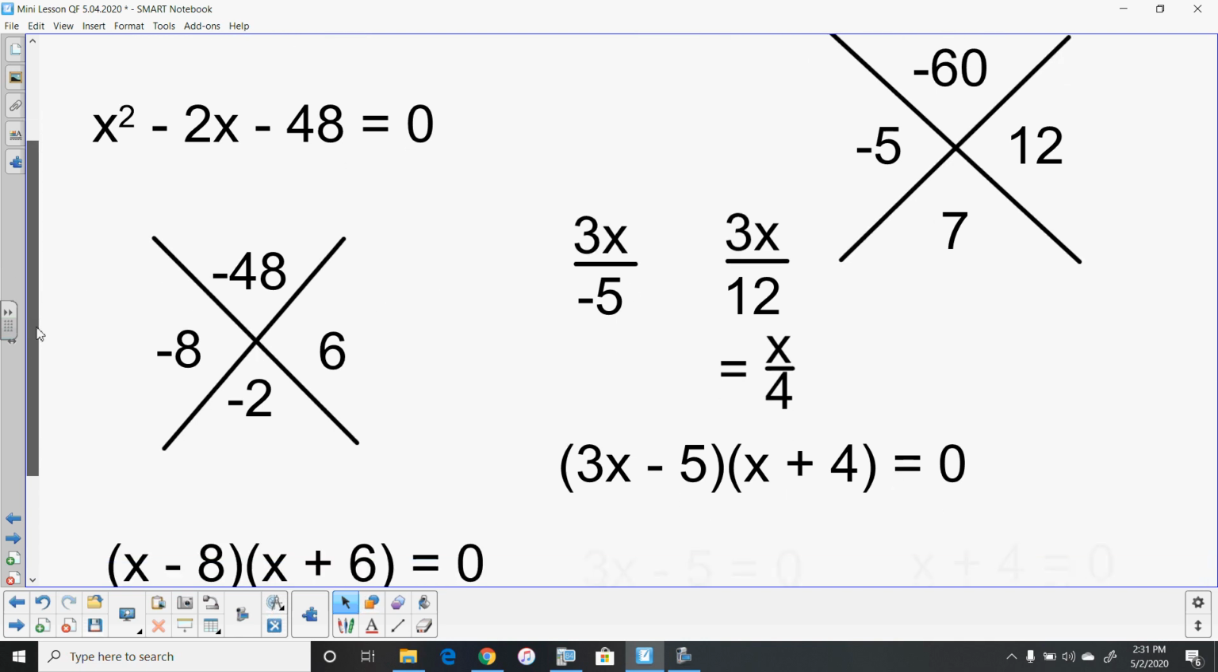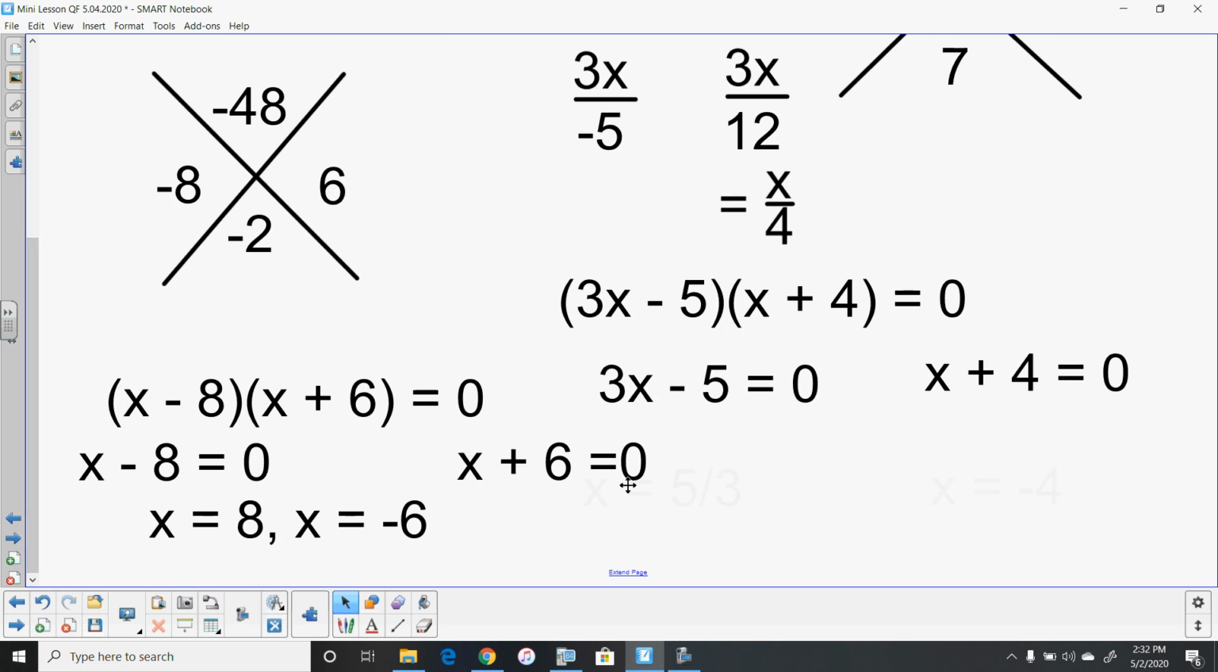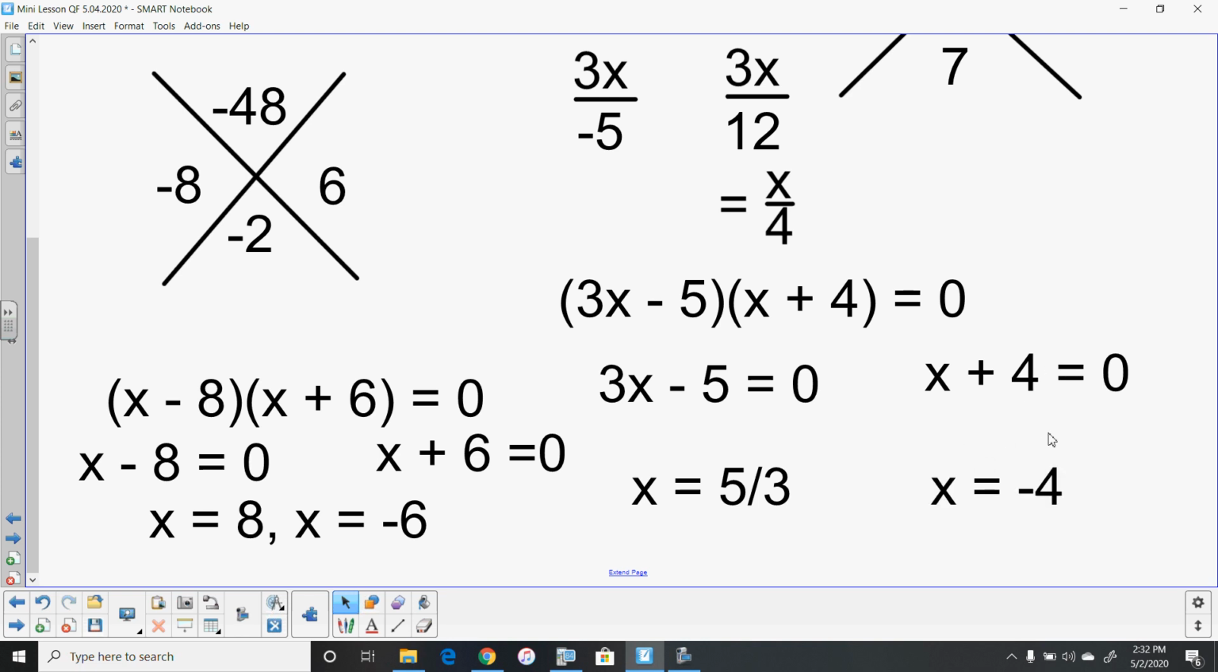Now that we have it factored, we're really happy because it's an easy problem from here. I just set each binomial equal to 0, solve each of these equations. Here I'm going to add 5 and divide by 3, so I get x equals 5 over 3. And then here I subtract 4 from each side, and I get x equals negative 4.